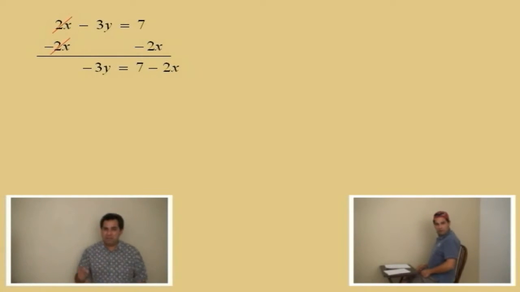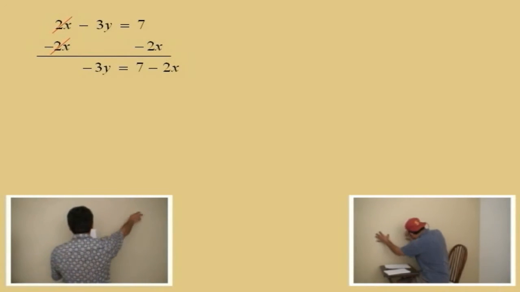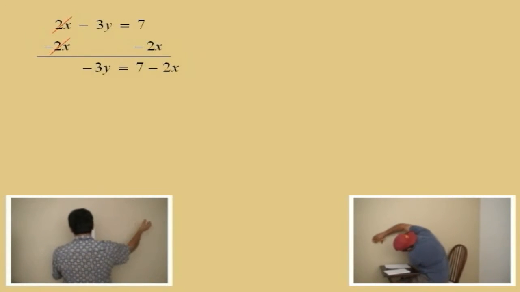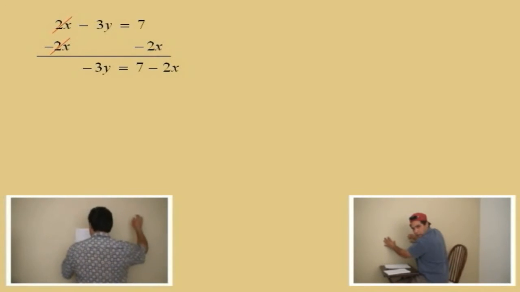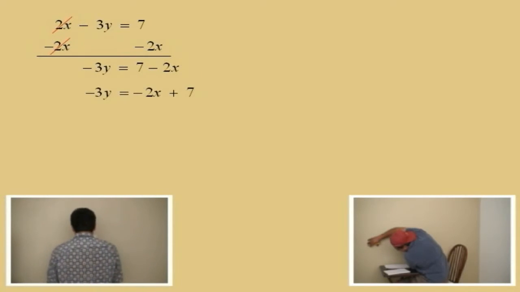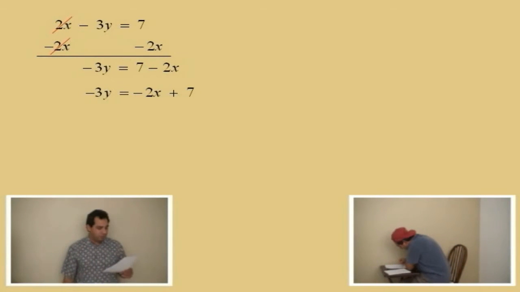Very good. We're moving very quickly now because we're good. Anyway, let's go on, Charlie. So now, we're not going to leave it as 7 minus 2x. We're going to use the commutative property, and 7 minus 2x is the same as what, Charlie? Negative 2x plus 7. Very good.